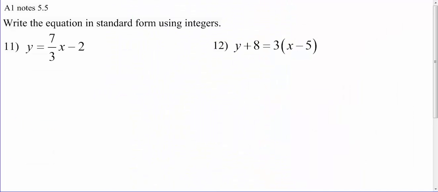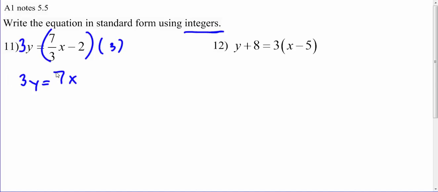All right, one more little topic for us to look at, changing into standard form. So we're starting in something other than standard, and we're changing it. Now, a lot of times, not starting in standard means that we have fractions involved. We don't like having fractions in standard form because we only have integer values. So what I'm going to do is multiply both sides of this equation by 3. I'm going to go ahead and rewrite that. 3y equals 7x minus 6.